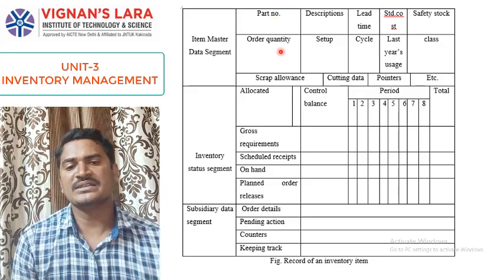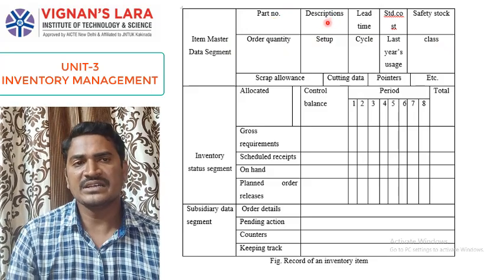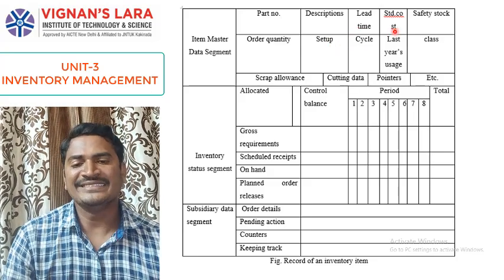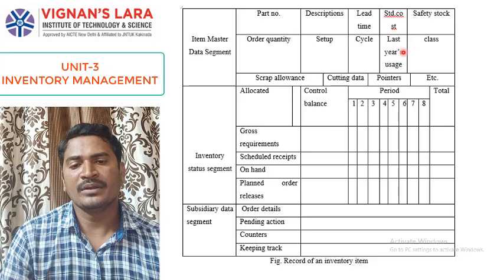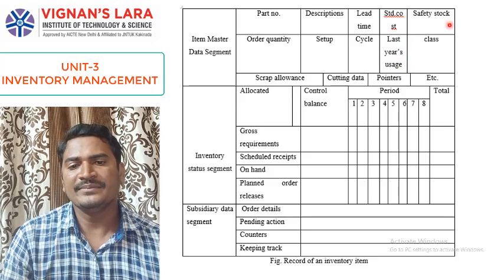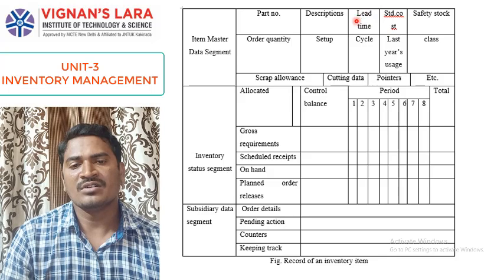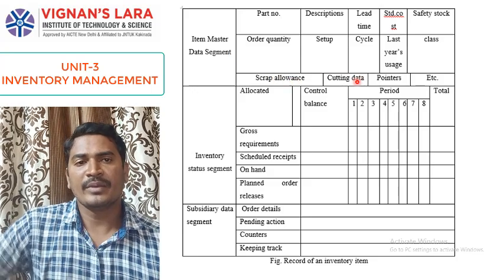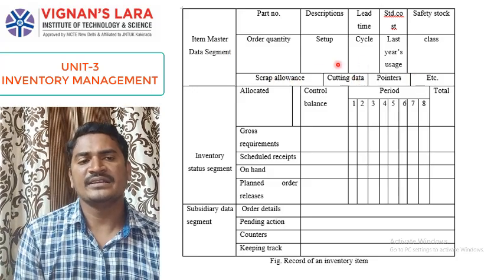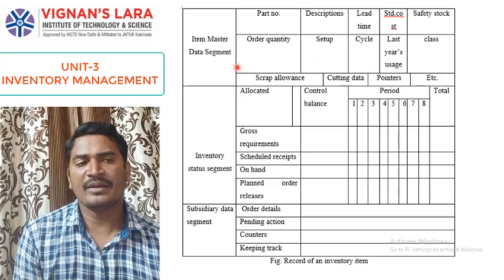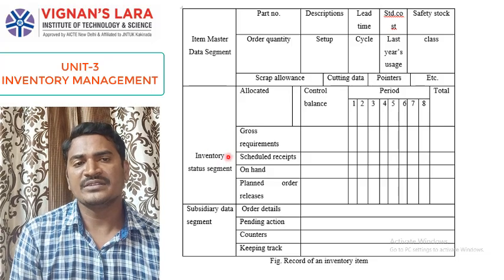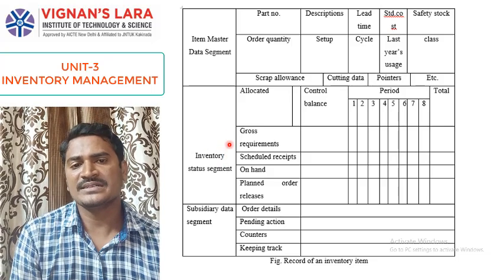First one is the item master data segment, which consists of the part number of the item, order quantity, description of the item, the setup of the item, the lead time, cycle time, and the standard cost of that item, last year usage, class, and safety stock. These are all the information we maintain in the item master data segment. And also scrap allowances, cutting data, pointers, etc. are available in the item master data segment.